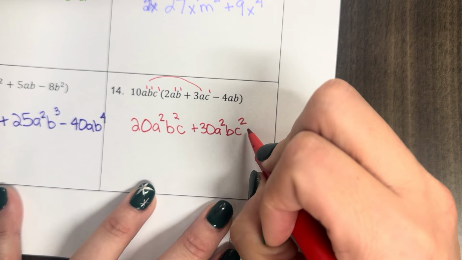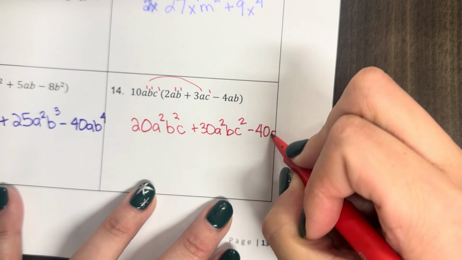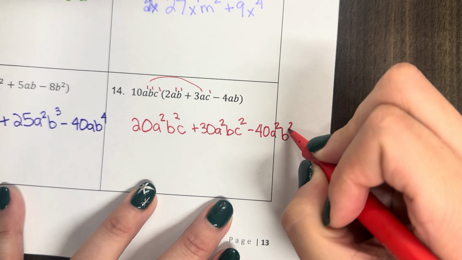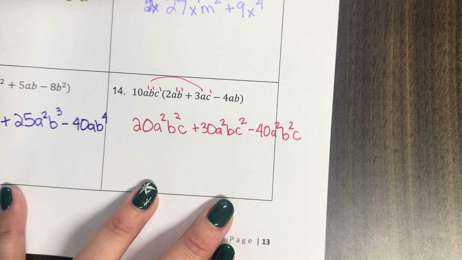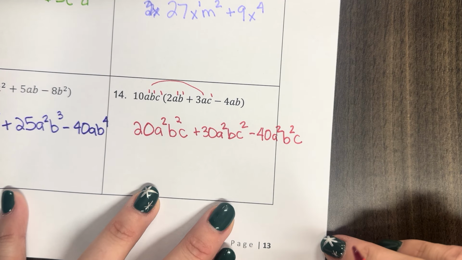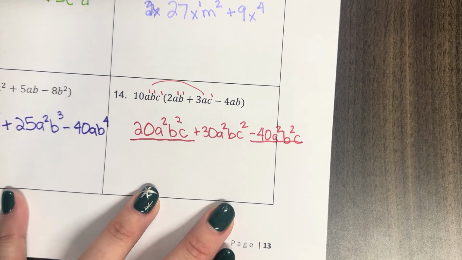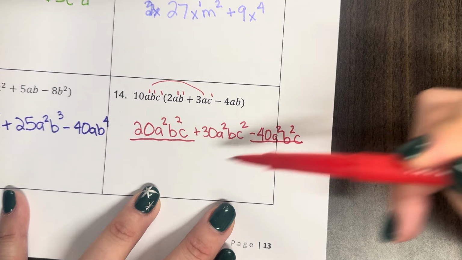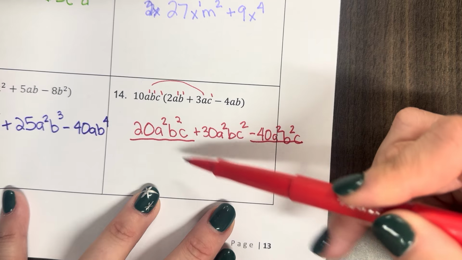Okay, then 10 times negative 4 is negative 40. A and A is A squared. B and B is B squared. C just comes along. Now, realistically speaking for today, you could just leave this as your final answer, but here is the next step we are going to start to consider. These two pieces have the same label, right? A squared, B squared, C. A squared, B squared, C. Which means these terms can technically be combined.